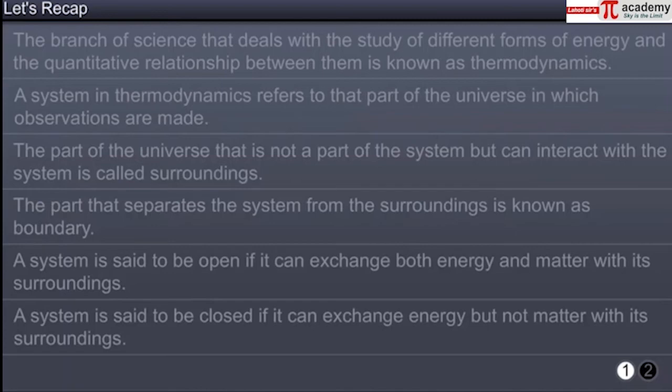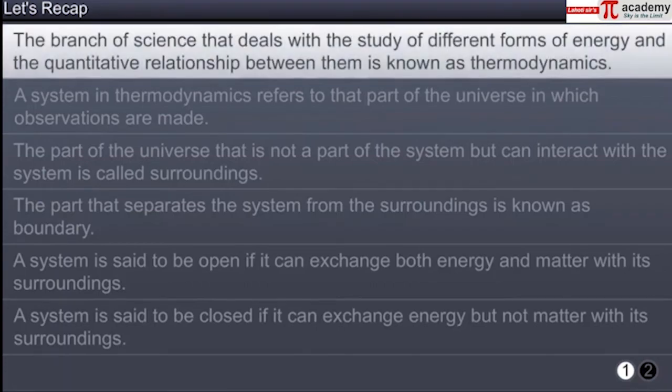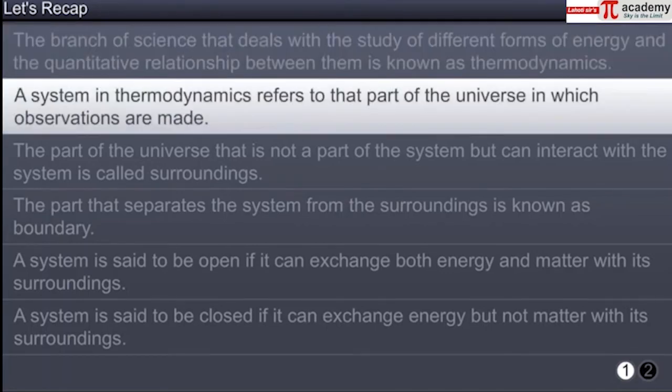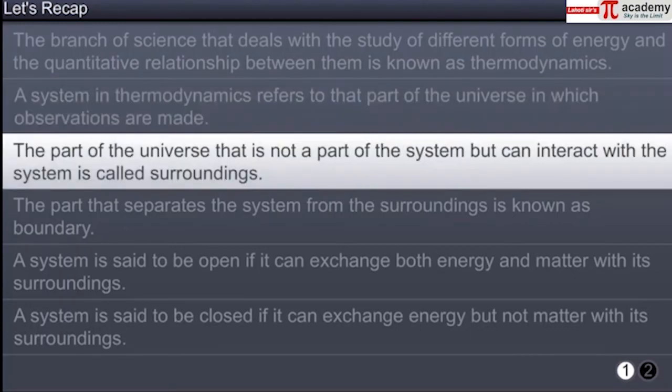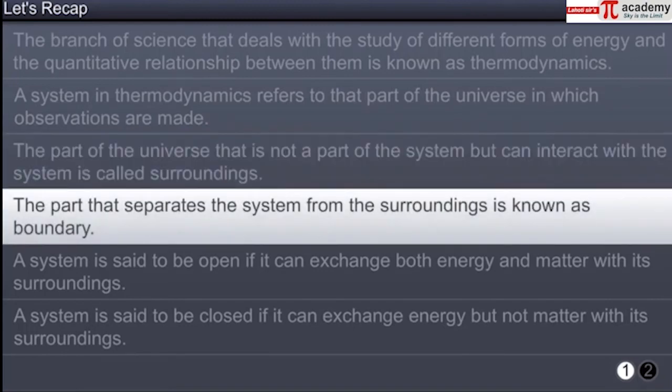You have now reached the end of this module. In this module, you have learned that the branch of science that deals with the study of different forms of energy and the quantitative relationship between them is known as thermodynamics. A system in thermodynamics refers to that part of the universe in which observations are made. The part of the universe that is not a part of the system but can interact with the system is called surroundings. The part that separates the system from the surroundings is known as boundary.